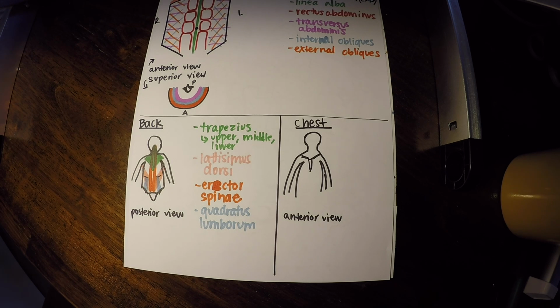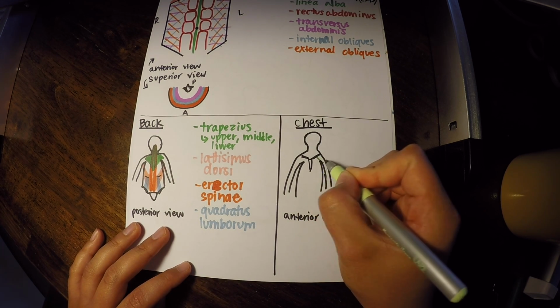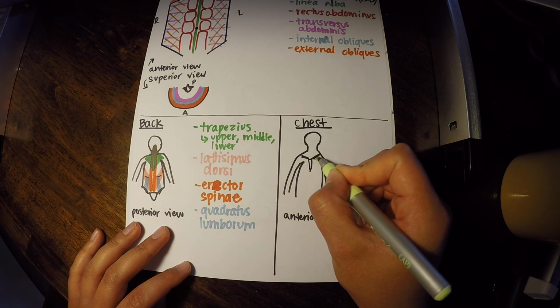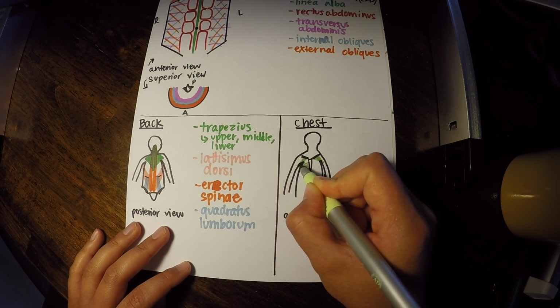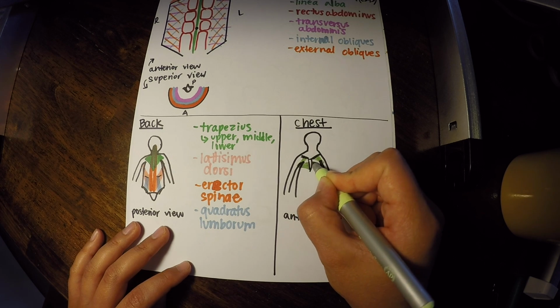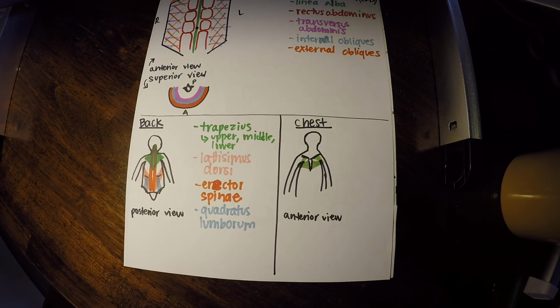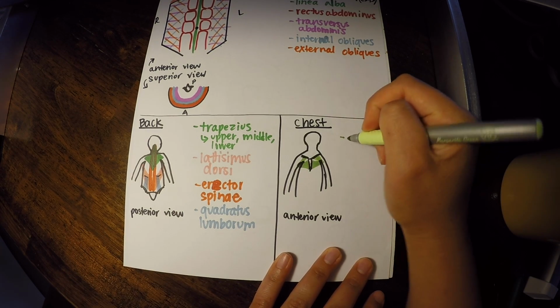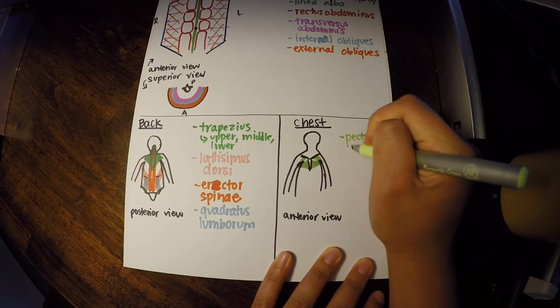So the first muscle I want you to learn here is called our pectoralis major, and that's going to go from our clavicle to our arm, but it's also going to go from our sternum to our arm. So there's going to be basically two different parts of it, but I just need you to know it as one major muscle, and that's our pectoralis major.